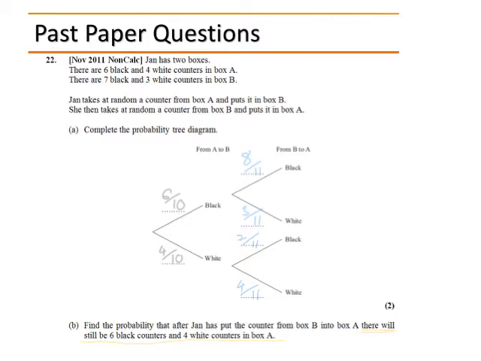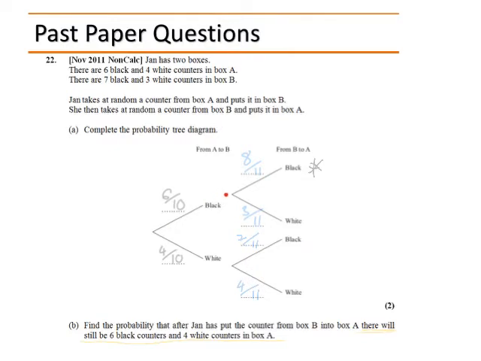Next, you are asked to find the probability that there will still be 6 black counters and 4 white counters in A at the start of this. So what I want us to do is to just think about reality for a second. If I'm taking a black ball or counter from A, putting it in B, I need to take a black counter from B and put it back in A for them to be the same number of counters as there was at the beginning. So that's my one route that I know will work. I'll take out a black and I put a black back in.